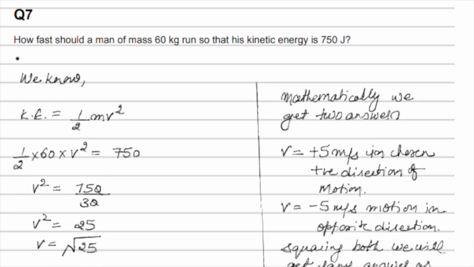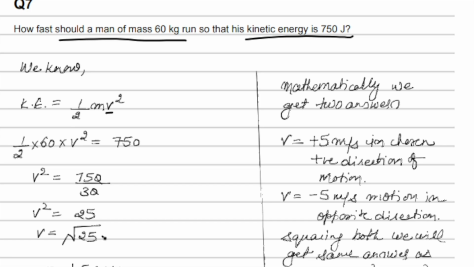Question number 7. How fast should a man of 60 kg run so that his kinetic energy becomes 750 joules? So they're asking for speed. How fast means the speed they are asking, and we just need to play with the formula here. So kinetic energy is half mv square, and we have to calculate v because this is not given. Mass is given, kinetic energy is given, and if you do that, you'll get the answer as square root of 25. And so square root gives plus minus 5 meter per second.